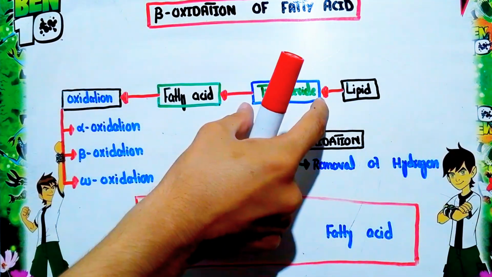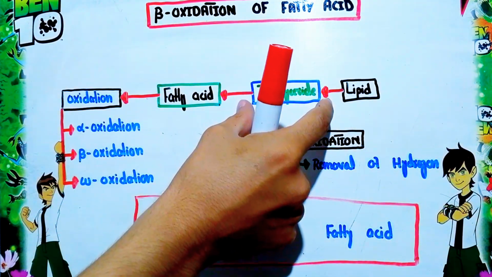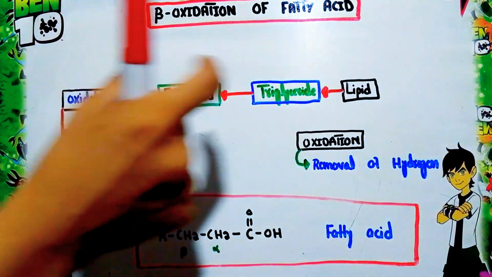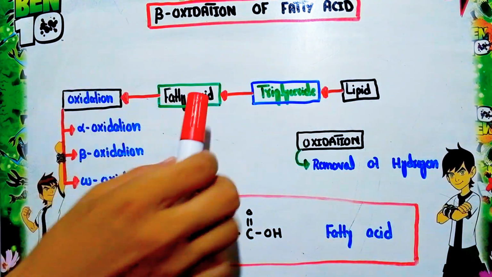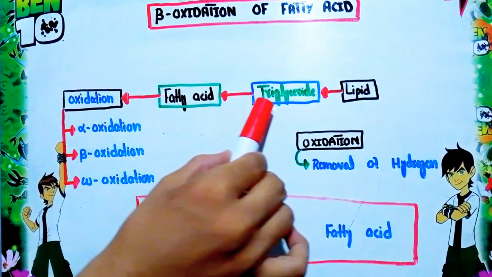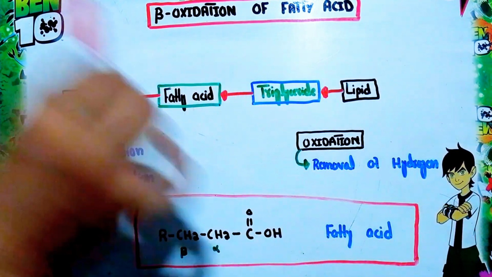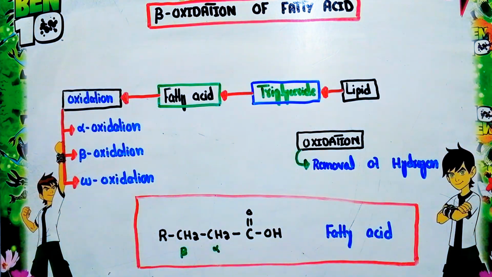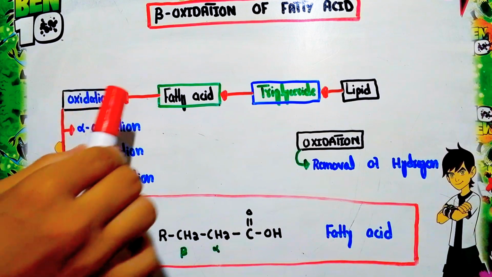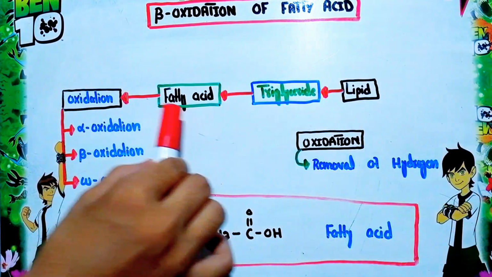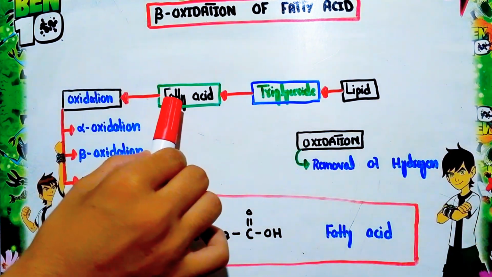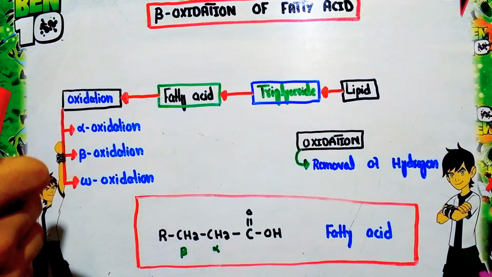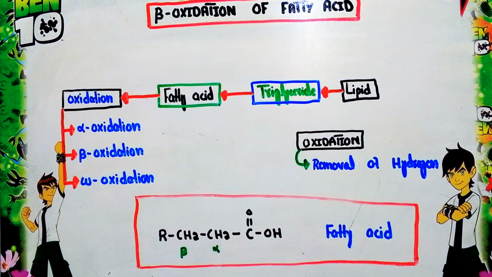Triglyceride is basically the most abundant lipid in our body. When the breakdown of triglyceride occurs, it produces fatty acids. So when there is deficient intake of glucose, the fatty acids are oxidized by many tissues of our bodies. From the oxidation of these fatty acids we get a lot of energy, and this energy we use in our daily activities.